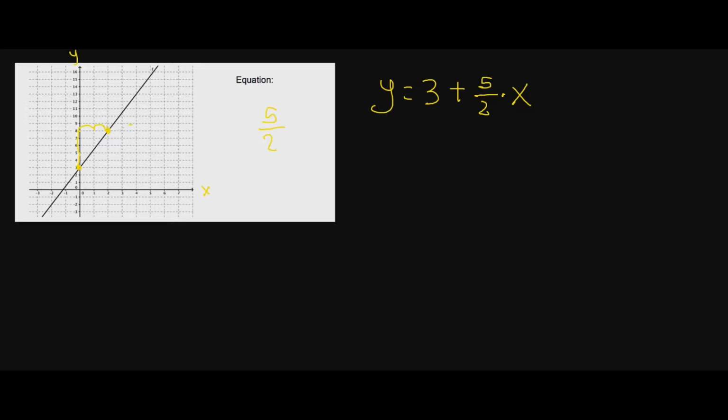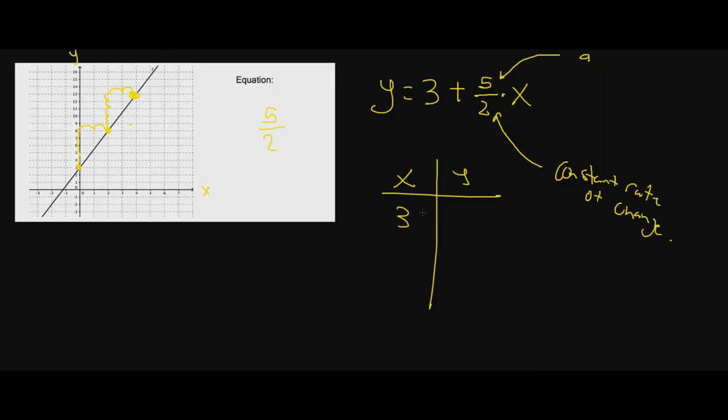I'm going to go up 5, 1, 2, 3, 4, 5, and then over 2. And there it is. We're getting this exact rate here. And again, this is my constant rate of change.